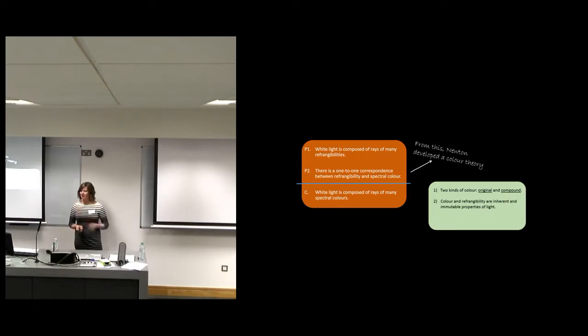The second feature that's important here is that color and refrangibility are inherent and immutable properties of light. So the thought is that you can't change the refrangibility of a particular ray of light, and you can't change its original color.